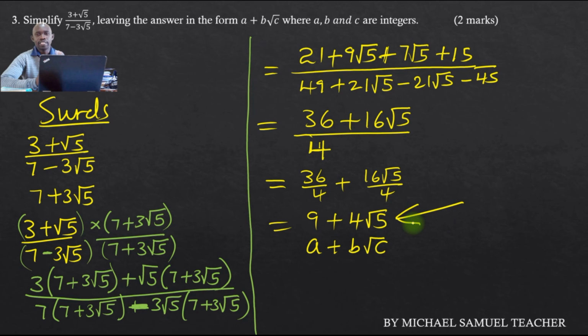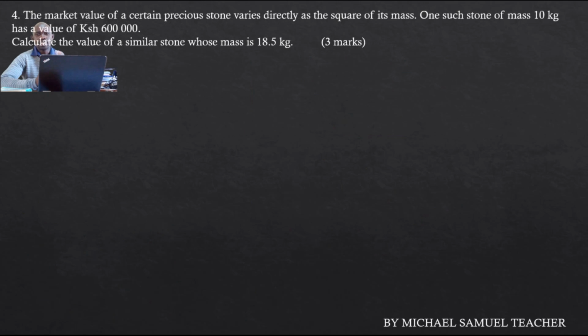We move on to question 4. The market value of a certain precious stone varies directly as the square of its mass. One such stone of mass 10 kg has a value of 600,000. Calculate the value of a similar stone whose mass is 18.5 kilograms.